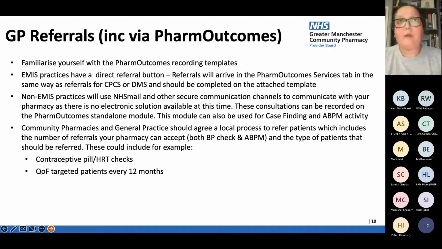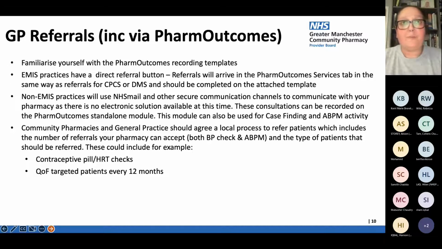It is really important that you work with your local practices to agree a process, especially if your practice is not going to be using EMIS, because they may want to do things in a slightly different way. That conversation should include the capacity that your pharmacy has to accept referrals for both the blood pressure checks and for ABPM. It would also be useful to discuss the types of patients they may want to send across to you. Some of the typical examples that we're starting to see are contraception and HRT checks, and anybody with a QOF indicator of a blood pressure check being needed.